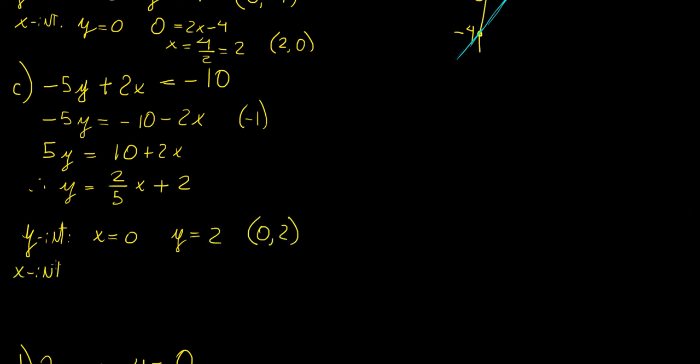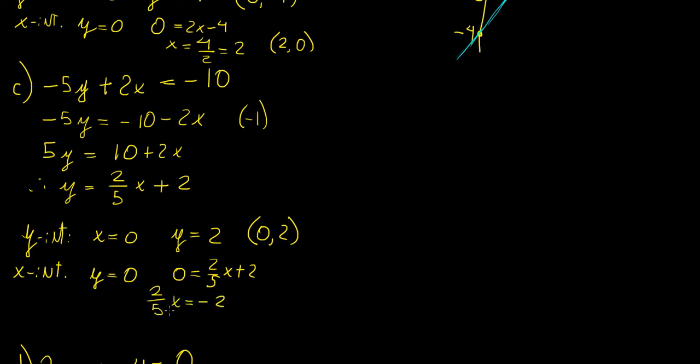The x-intercept is going to be the point where y equals 0, which leaves us with the equation 2/5 x + 2 = 0. Now we're just going to rearrange everything in terms of x. We can move the 2 to the other side, so that's going to be 2/5 x equals minus 2.